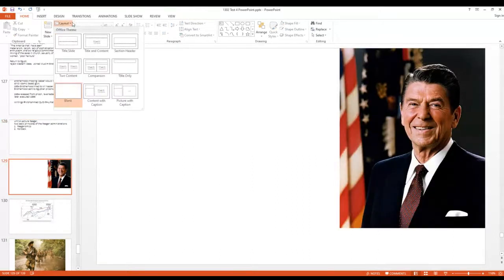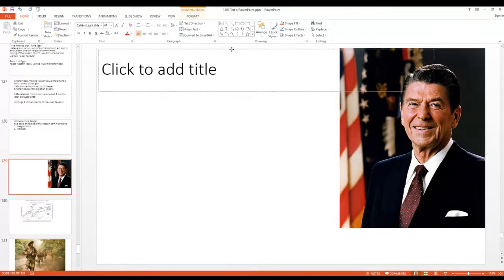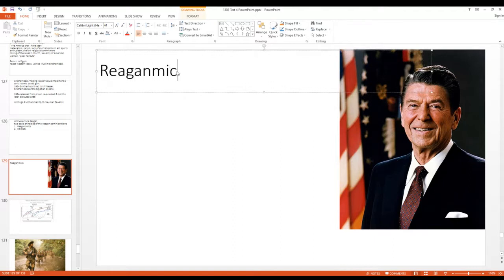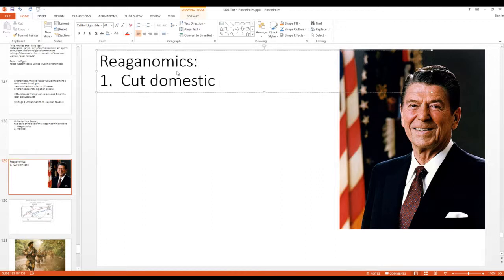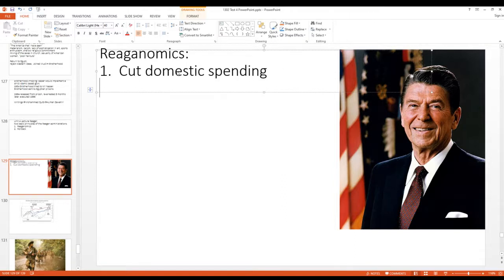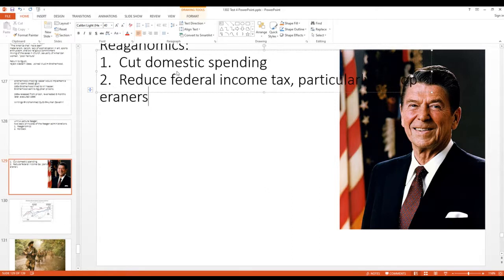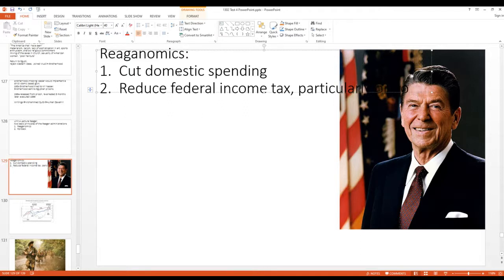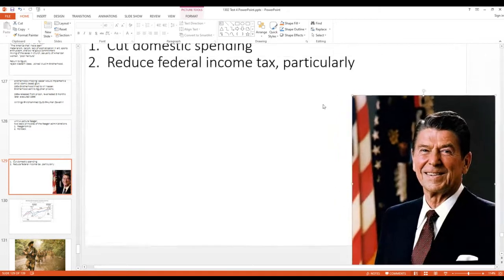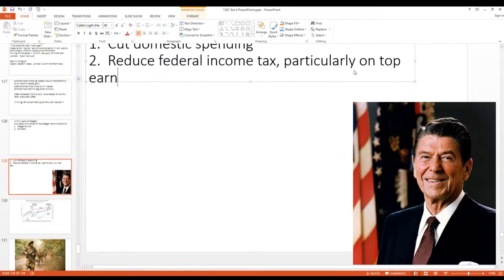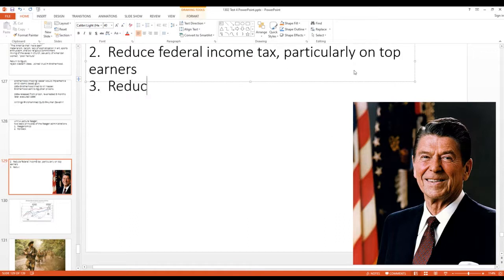Let's start with Reaganomics. We'll do the domestic dollars and cents stuff first, and then come back and do the foreign affairs stuff. What is Reaganomics? Well, it has several components. One is to cut domestic spending. Reduce federal income tax, particularly on top earners. Reduce the capital gains tax.